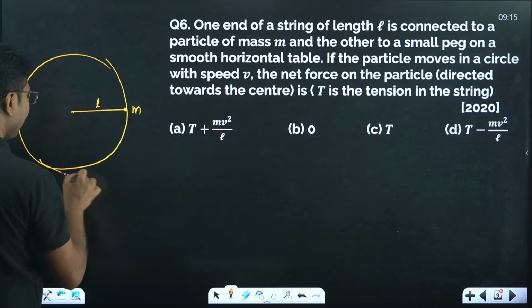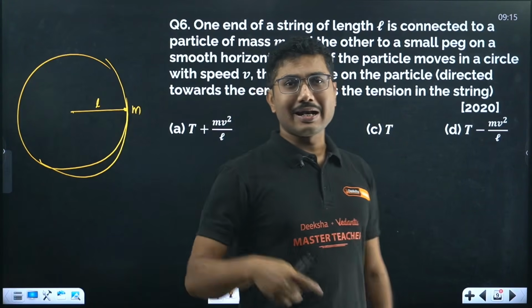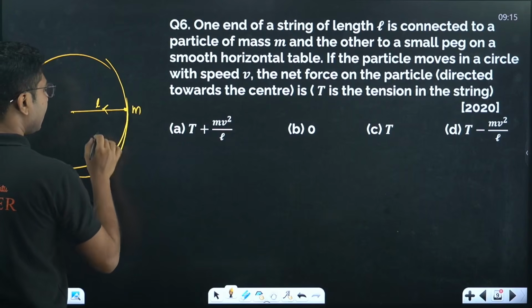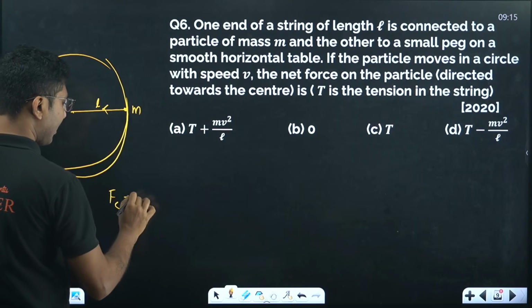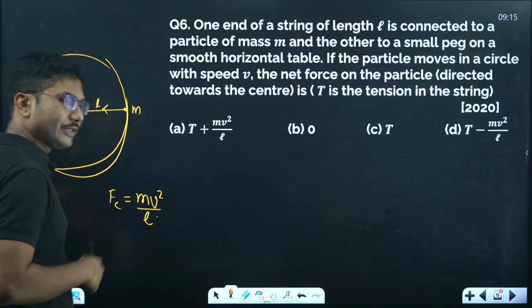It is rotating in a circular motion. Now whenever there is a circular motion, what we know is that there is always a force acting on this, which is the centripetal force, mv square by L. Okay, this is the centripetal force.